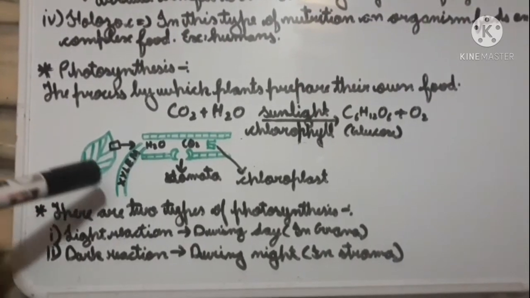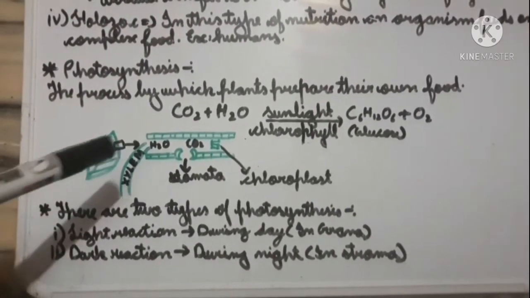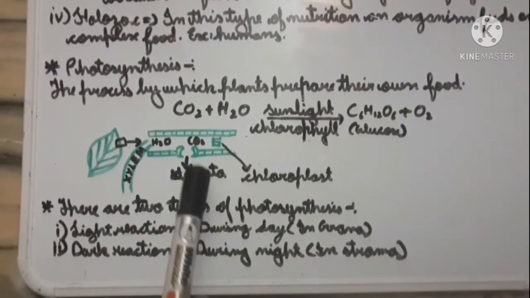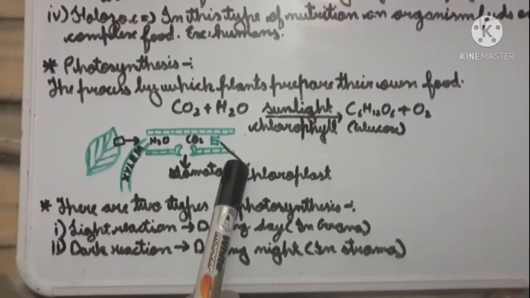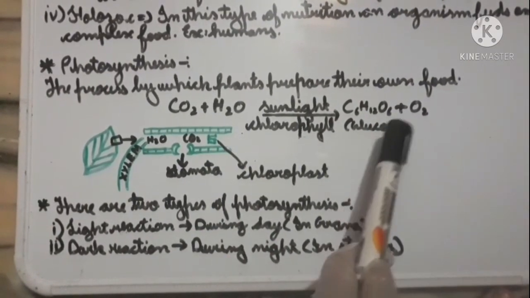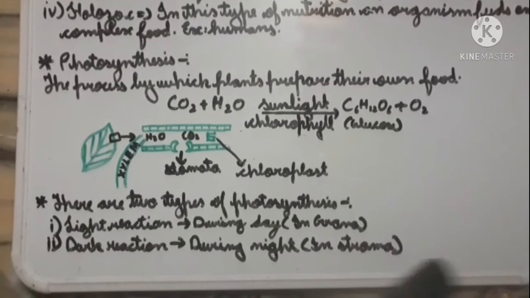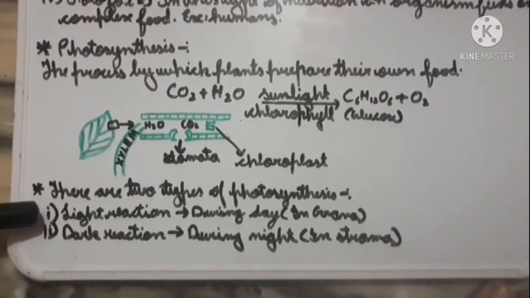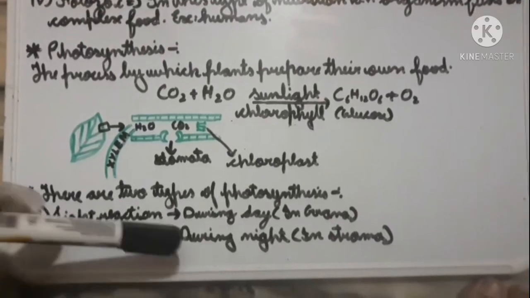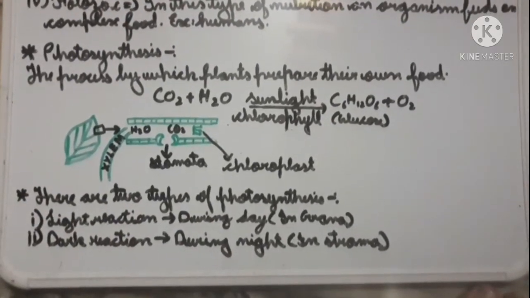Xylem takes the water up to the leaves where CO2 is present. Now sunlight acts on chlorophyll in the chloroplast. All the basic raw materials of photosynthesis are available. So photosynthesis takes place and glucose and O2 is produced. There are 2 types of photosynthesis: light reaction during day and dark reaction during night.